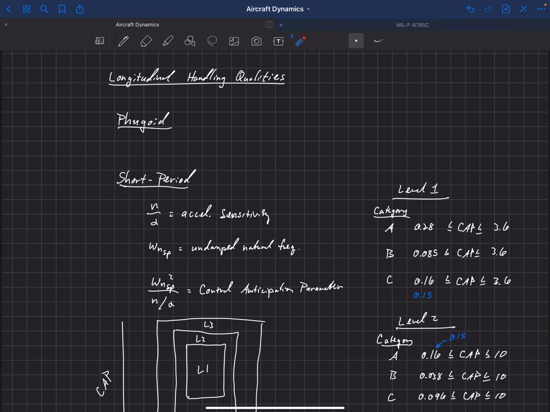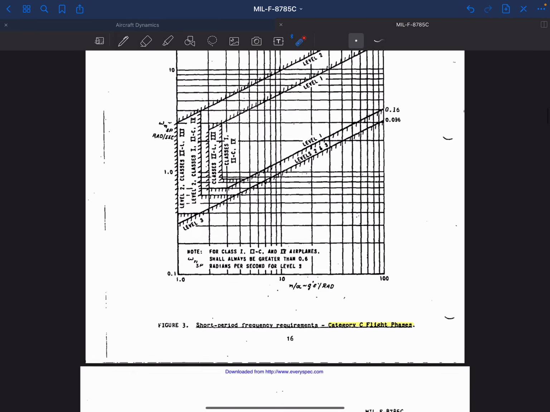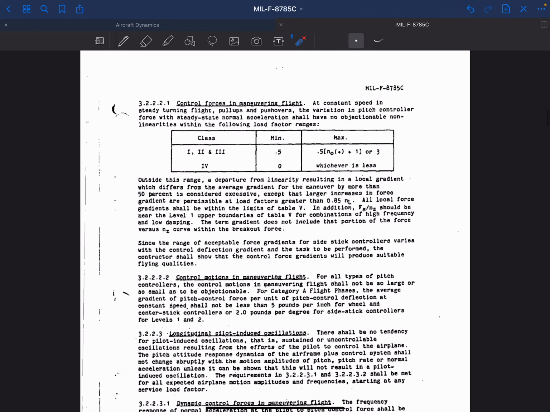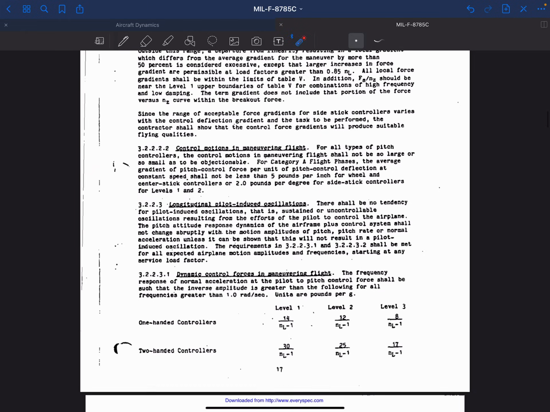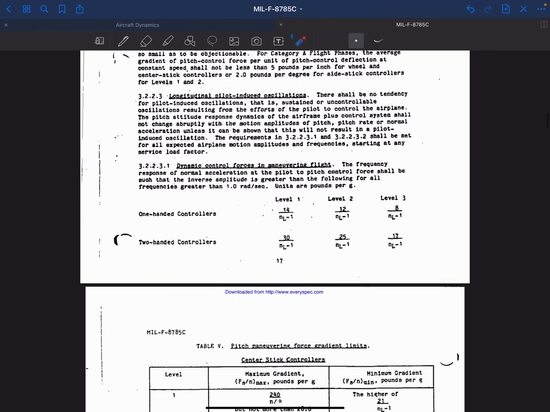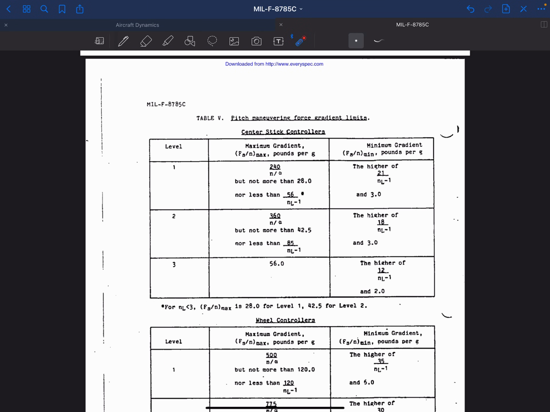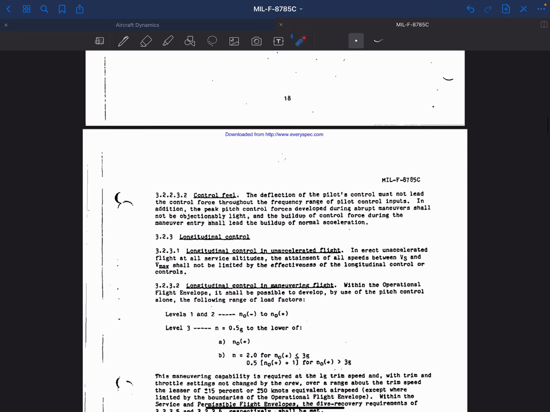And of course, I just want to reiterate that we've only looked at the dependence on the Phugoid and the short period mode. There are other things that your longitudinal handling qualities depend on. In fact, let me just scroll down here. For example, control forces in maneuvering flight, control motions in maneuvering flight. Let's see, dynamic control forces in maneuvering flight, pitch maneuvering. So this is force gradient limits. Center stick controller, wheel controllers.